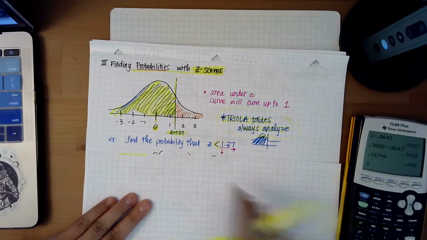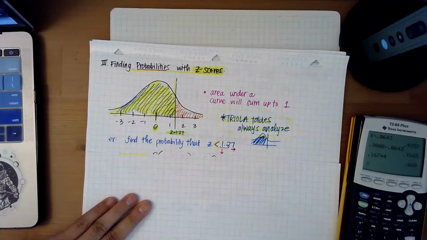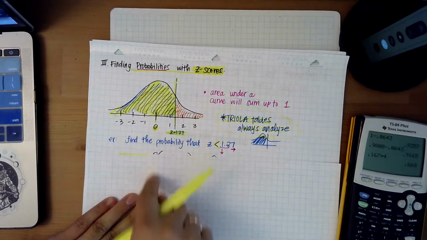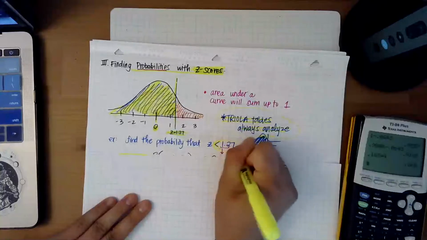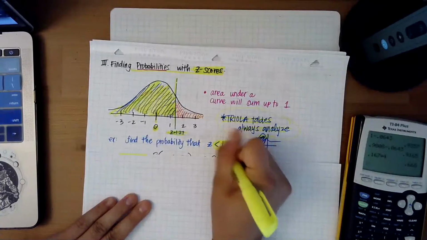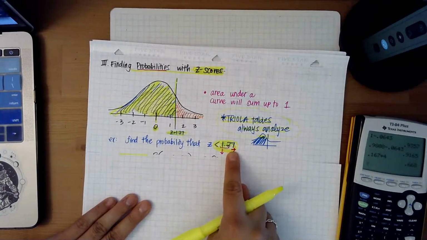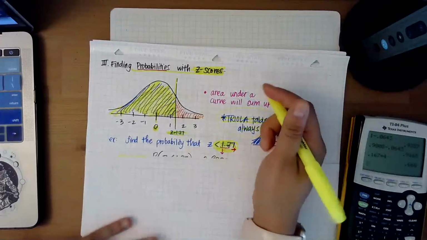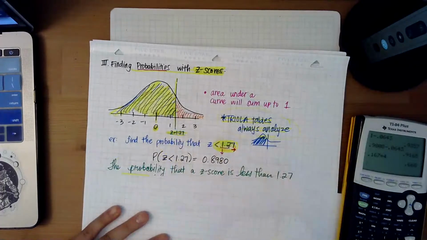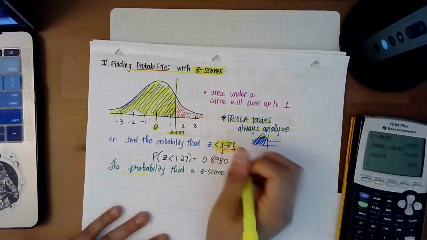And then there's columns that go 0.00, 0.01, 0.02, all the way to 0.09. I'm going to go to 1.2 here and then to the 0.07 here, because that's what this number gets. So this 1.2 is the first thing I look at on my rows, and then I look at the column of 0.07, and that's going to give me the value that I need. So the probability of achieving a z-score that's less than 1.27, the table gives me 0.8980.